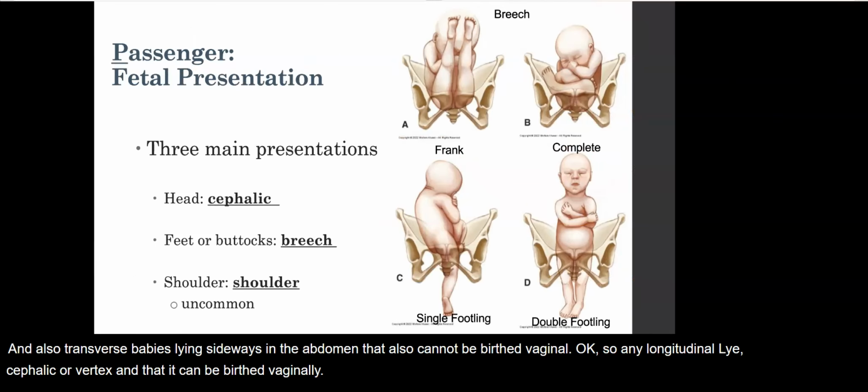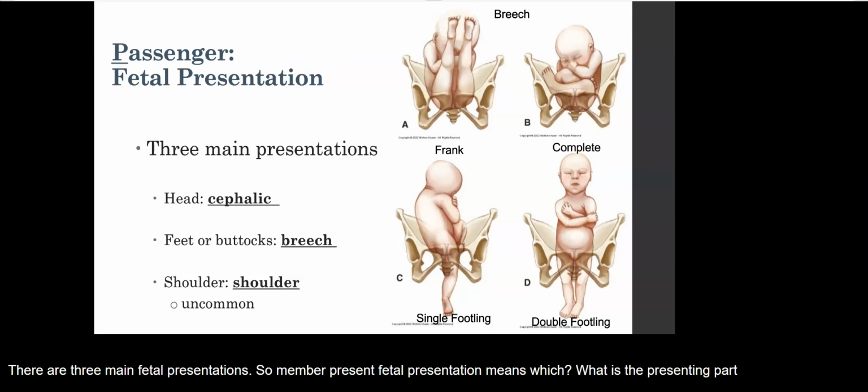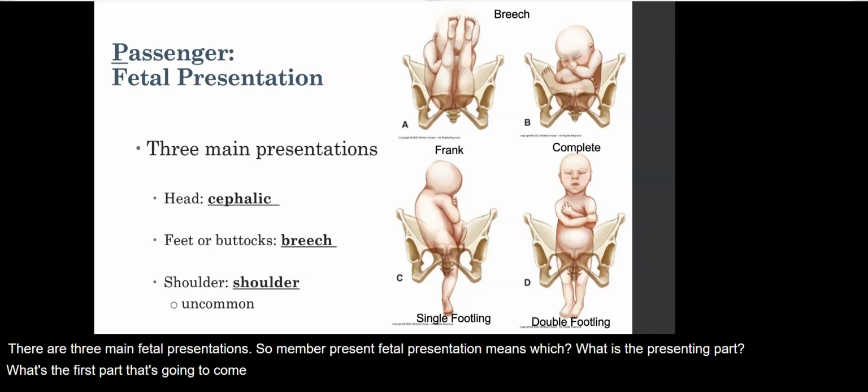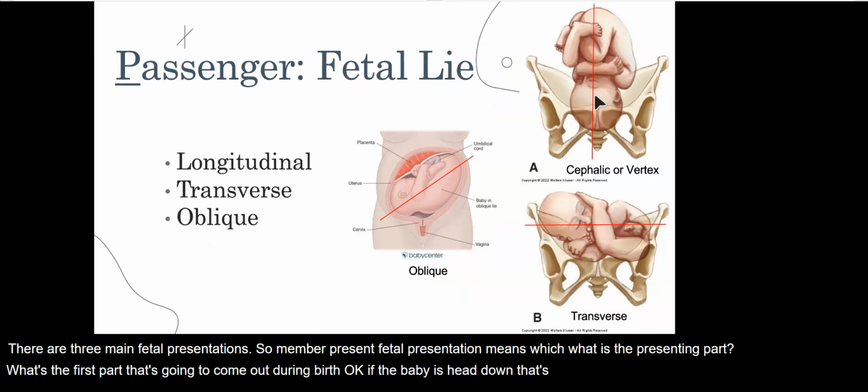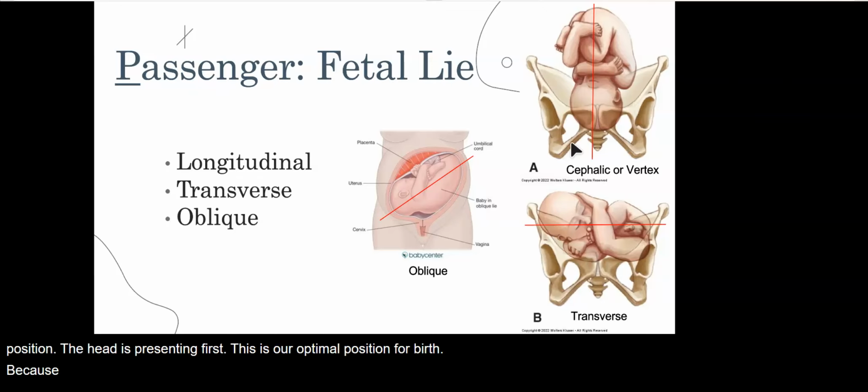There are three main fetal presentations. So remember, fetal presentation means what is the presenting part? What's the first part that's going to come out during birth, okay? If the baby is head down, that's called cephalic or vertex position. The head is presenting first. This is our optimal position for birth because that head can mold as it goes down through the birth canal.